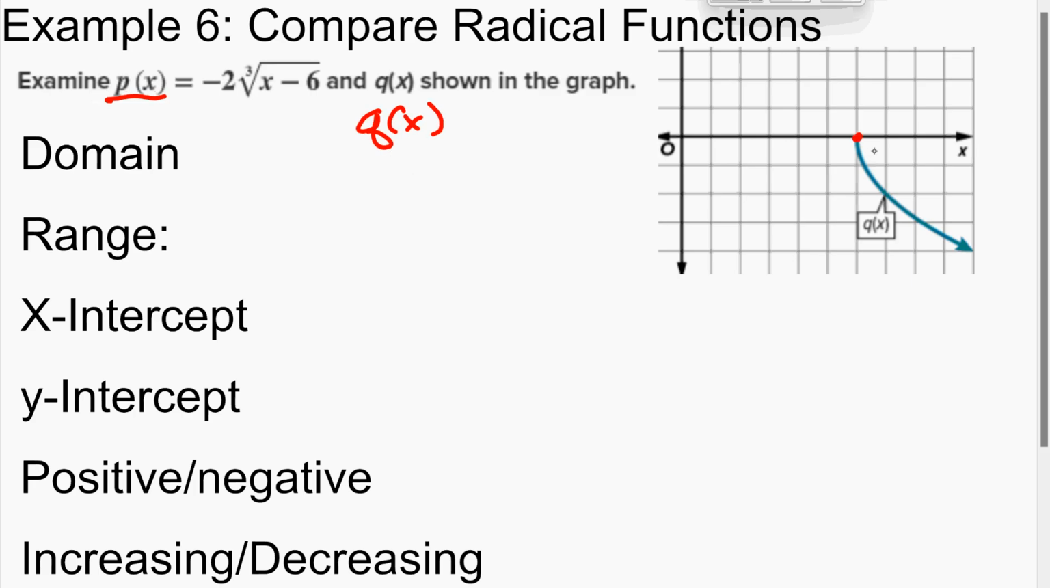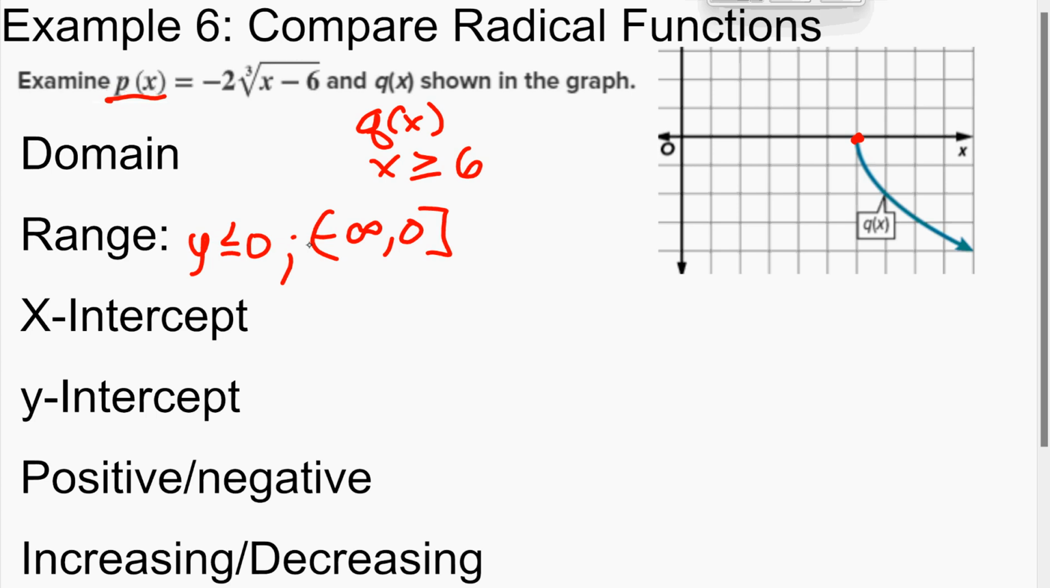So its domain starts here and then goes positive, right? So its domain is 1, 2, 3, 4, 5, 6. X is greater than or equal to 6. And then we notice that its range goes down, right? So its range is from negative infinity to 0, that y value. Or you could say y is less than or equal to 0. You could say that, or you could put it in interval notation, one of the two.